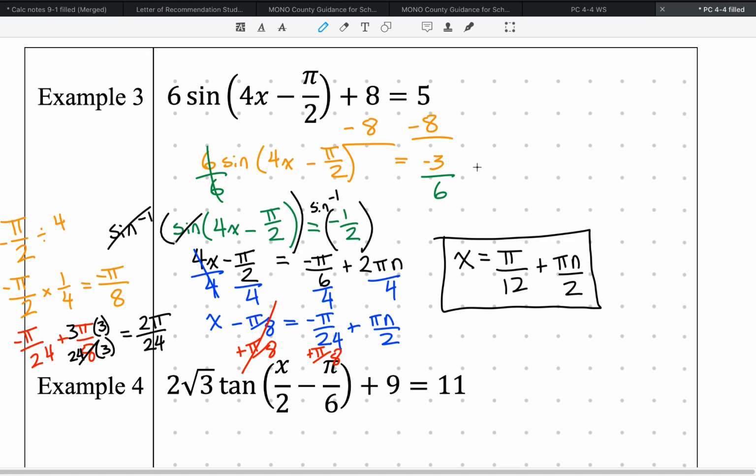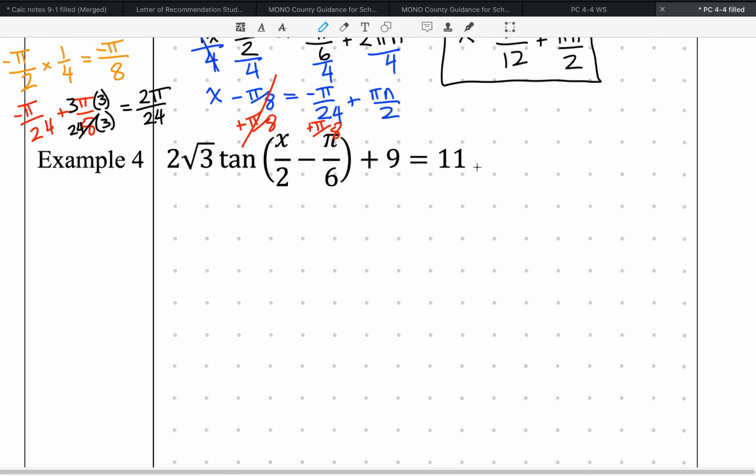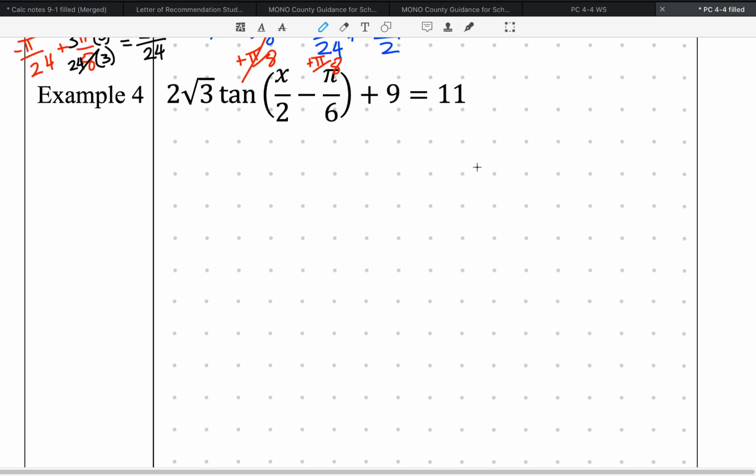Okay. Last problem, the hardest, most ultimate level. Harder because it has a tangent, and I know those are harder to do. I gave you more room for this one. Here we go. Final example. 2 root 3 of tan of, oh my gosh, all this inside. How are we going to even start this problem? First step is almost the same exact first step as example 3.